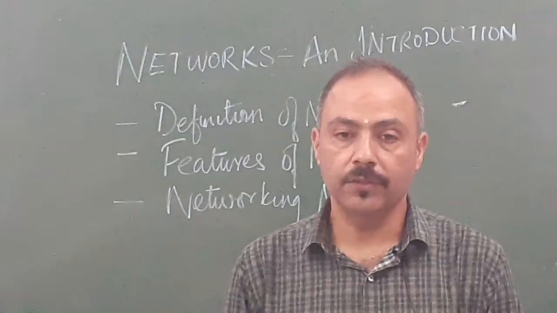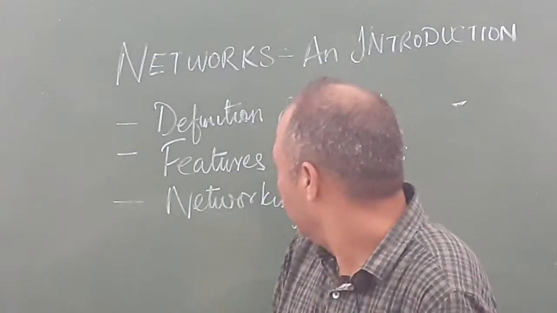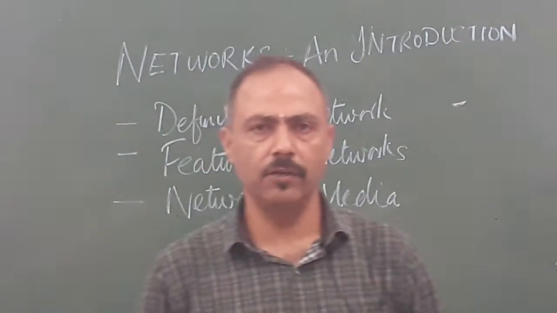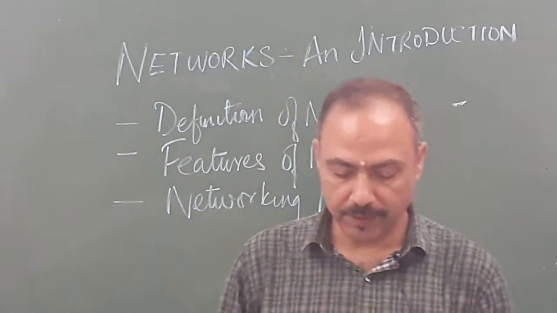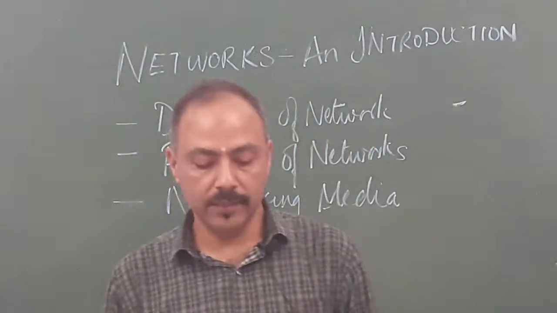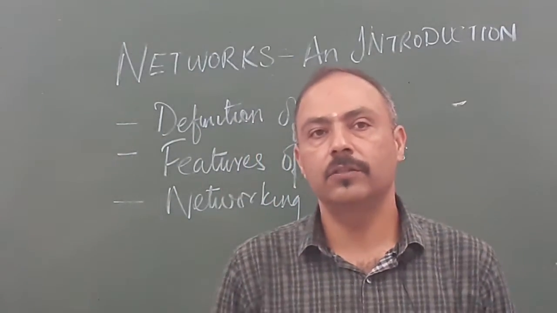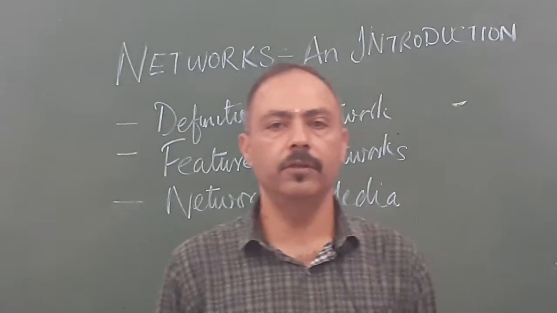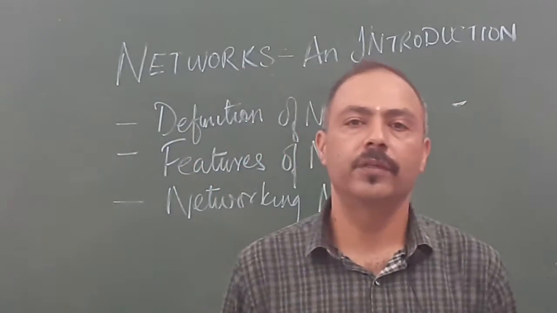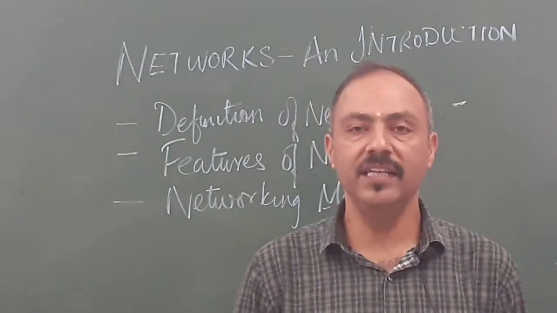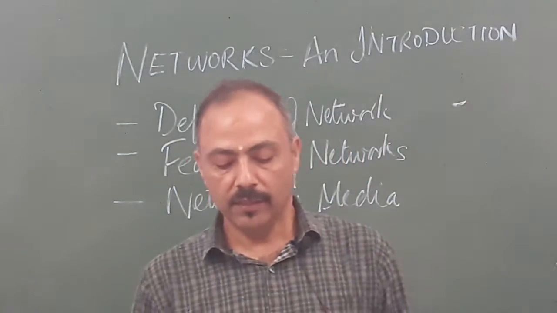Now, features of network. We will be discussing the different characteristics. How can we identify the different types of network? A computer network is the interconnection of two or more devices through links or cables. With the help of the cable or through the links we can interconnect the computers with each other. So it is the network.